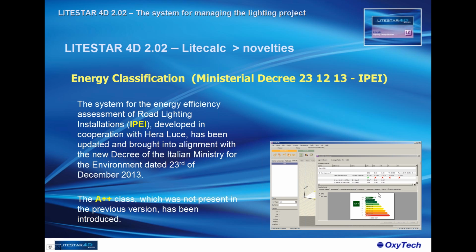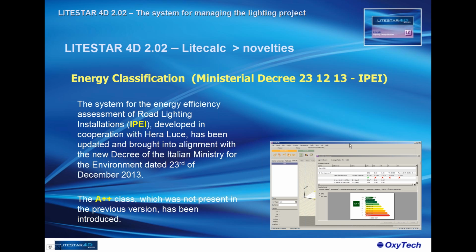At the same window, at the lower part, we may now visualize the IPEA, so the parameterized index for the energy efficiency of the installation. The Italian decree is saying that it is not possible only to classify the luminaire. It is necessary for a lighting installation to define the classification of the luminaire, and by that define also the classification of the installation.